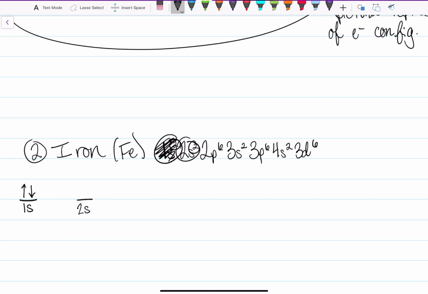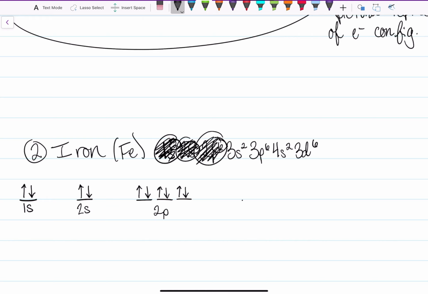2s, 2 electrons, 1 goes up, 1 goes down. Finishes this part. Next is 2p. P gets 3 lines, 1, 2, 3. We'll label it as 2p. We have 6 electrons, 1, 2, 3, and then 4, 5, 6. Make sure you go in that particular order. That's one of the rules.